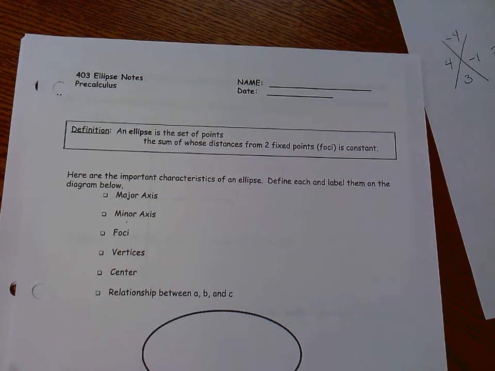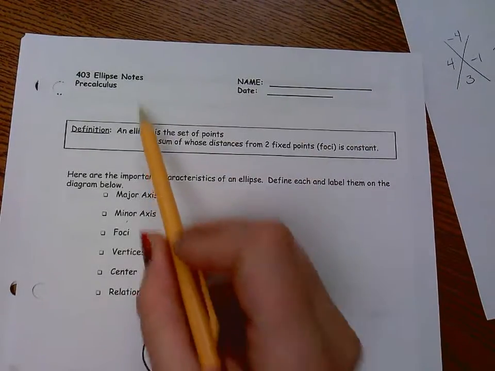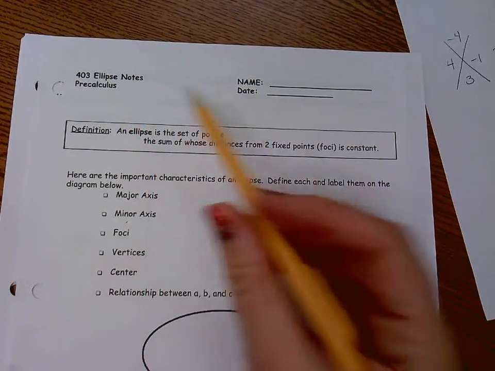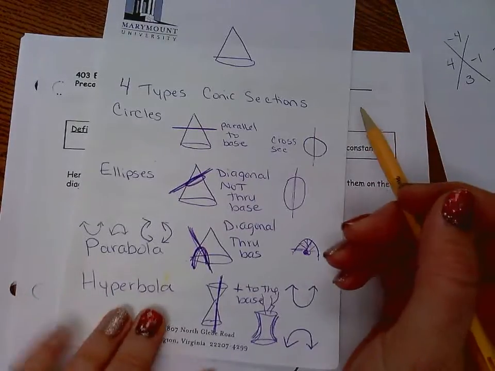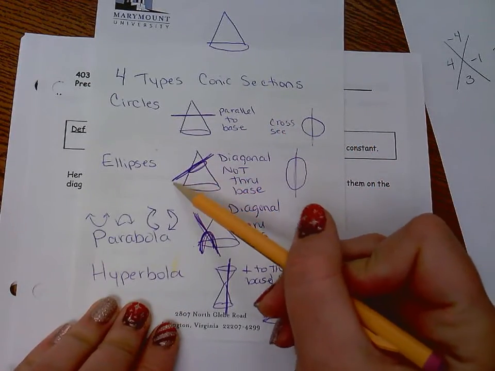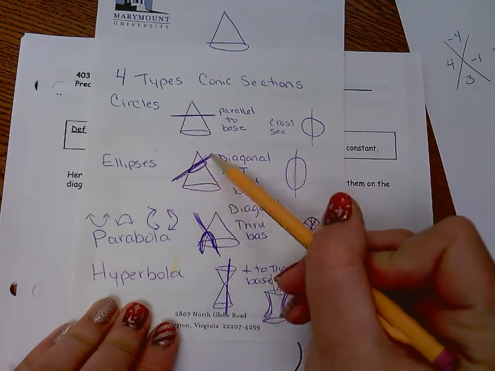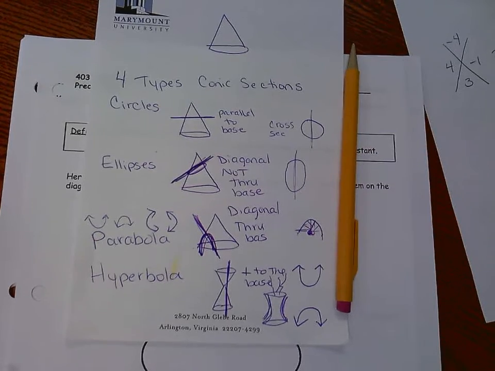We're going to look at 403, notes about ellipses. An ellipse, we talked about last time, is one of the four conic sections. It is when you slice a cone diagonally through the cone.